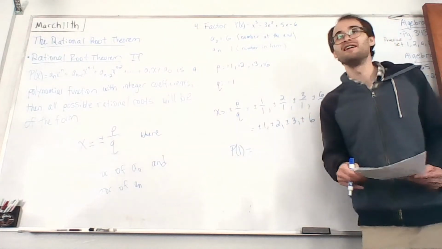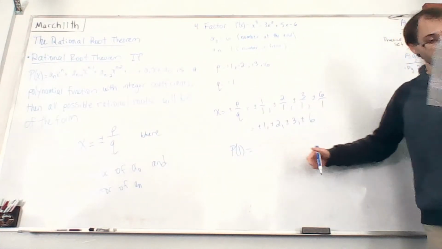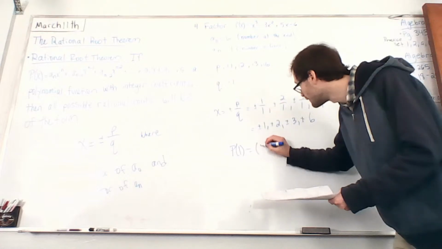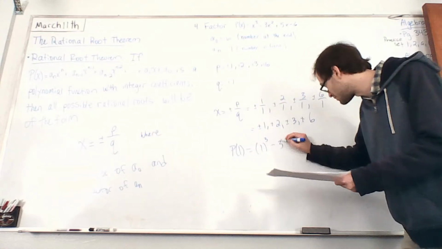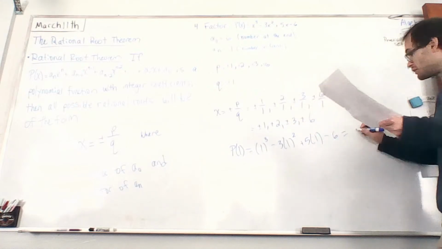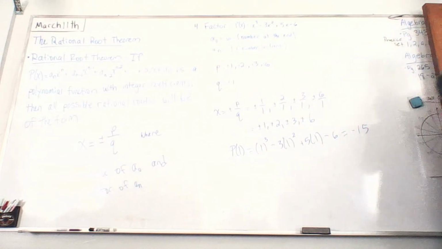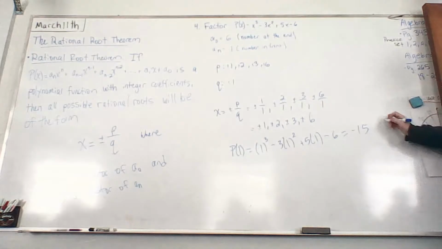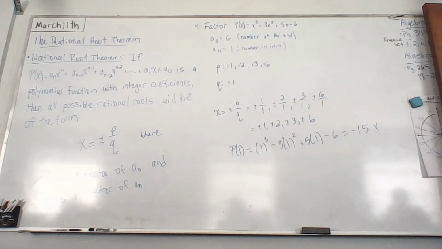All right, so if I plug in 1 and do all the calculations, 1 cubed minus 3 times 1 squared plus 5 times 1 minus 6, you'll get minus 15. Bad. Not 0. Not what I'm looking for. Can you slow down for a second? I will stop, yes.